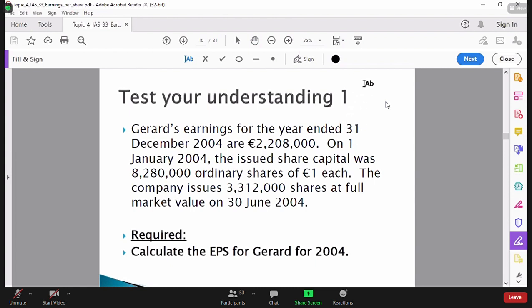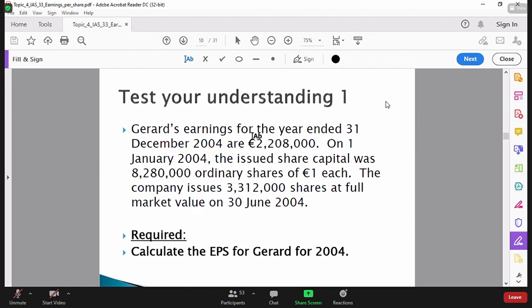Okay, first of all, Gerard's earnings for the year 31st December 2004 is 2208. On 1st January 2004, the issued share capital was 8280 million, and then the company issued another 3312 at 30th June 2004. So how to do this?